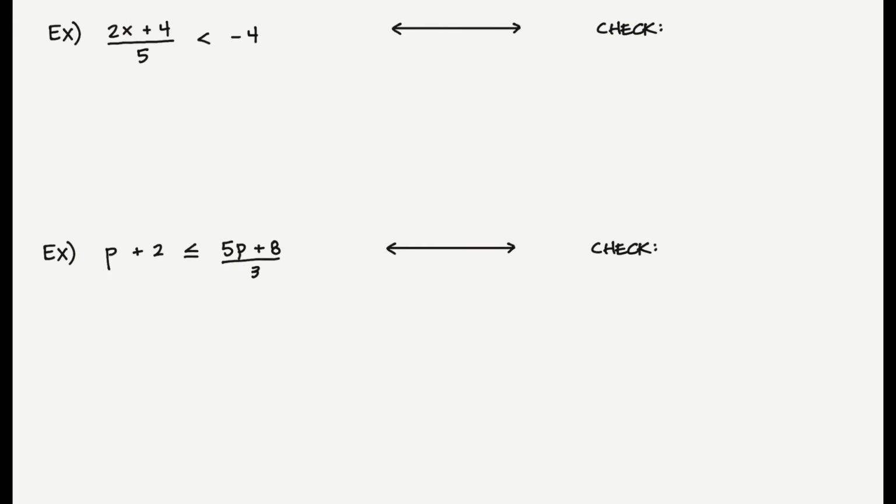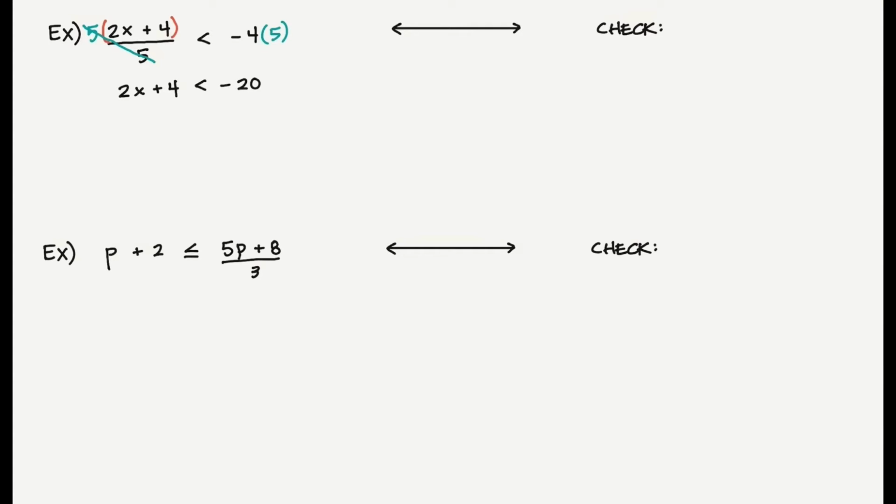Now, if you notice, I have an expression over the number 5. So everything on top is actually locked in on the top. So there's like invisible parentheses there. So I need to first remove the 5. So I'm going to do that through multiplication. So then I am left with 2x plus 4 is less than -20.